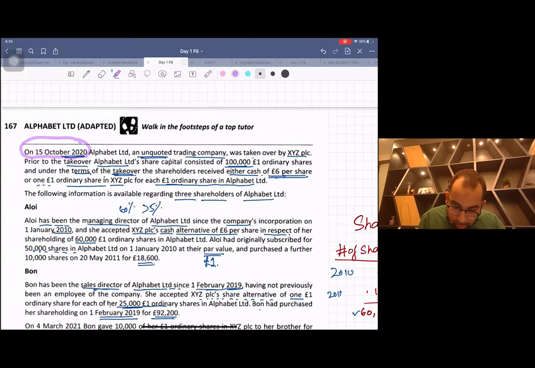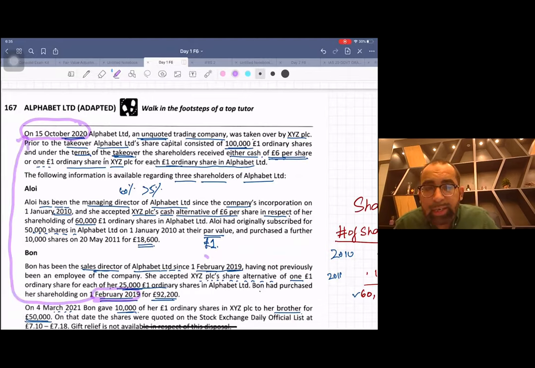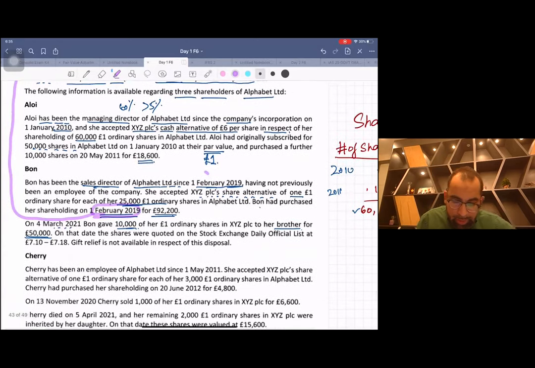See, Bond bought the shares on 1st February 2019. But he left these shares on 15th October 2020. So only 1.5 years maximum holding, not complete 24 months holding. So he is not eligible for BADR. Don't forget. Okay. Now come to the third guy, Cherry.